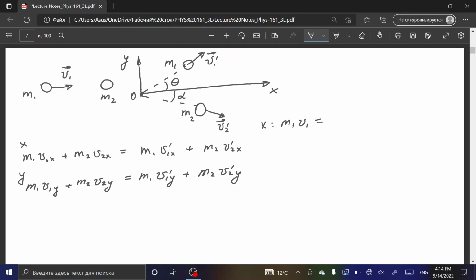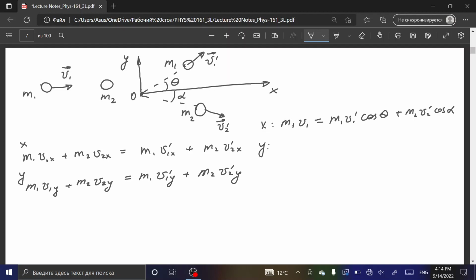Then it should be equal to the sum of the projections of the linear momentum vectors of bodies m1 and m2 after collision. So what do we have here? We have m1 times v1 prime times cosine theta plus m2 v2 prime times cosine alpha. So that is direction x.